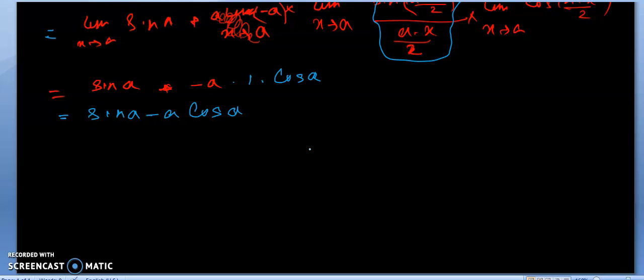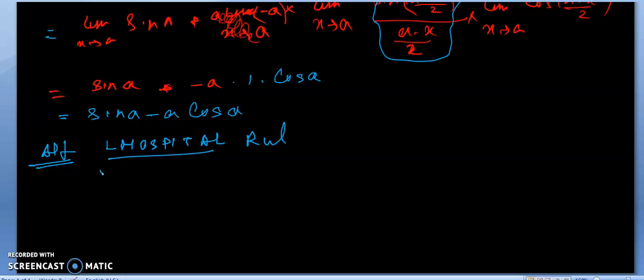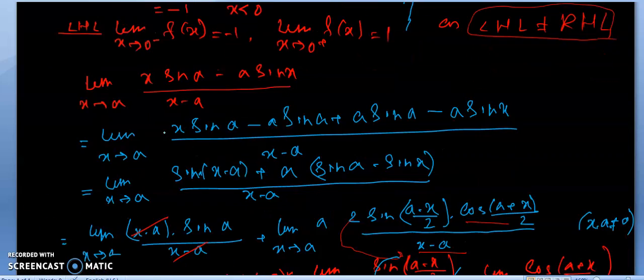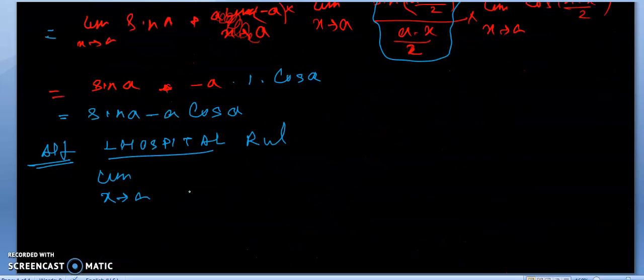And there is another alternative way to solve the question, by L'Hospital rule. It's a very easy rule. Let's take the limit as x tends to a. The question is x sin a minus a sin x upon x minus a.